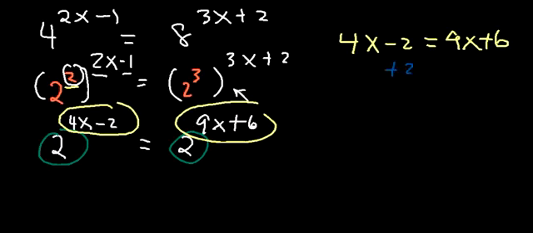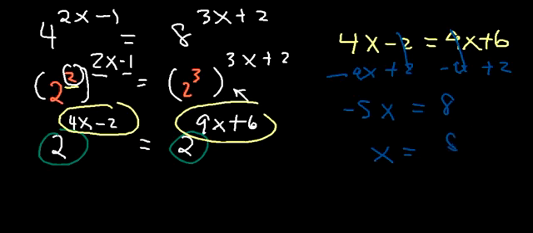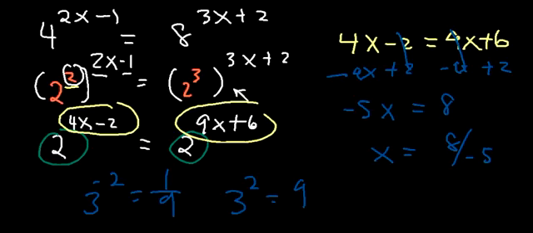So we're going to add 2 to both sides and subtract 9x from both sides. So negative 5x is equal to 8, and x is 8 over negative 5. Now for exponents, you can have negative values in the exponent. For example, 3 to the 2 is 9, and 3 to the negative 2 is simply 1 over 9. So there's no issues with negative answers here.